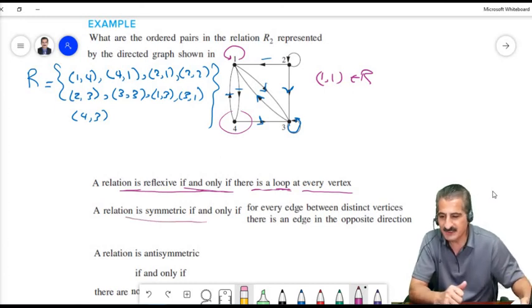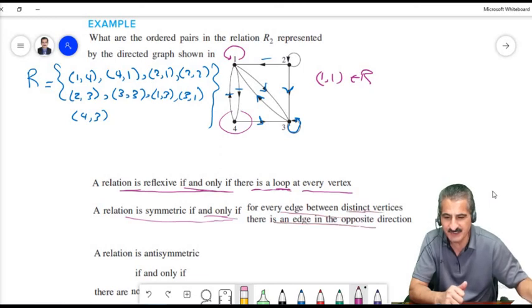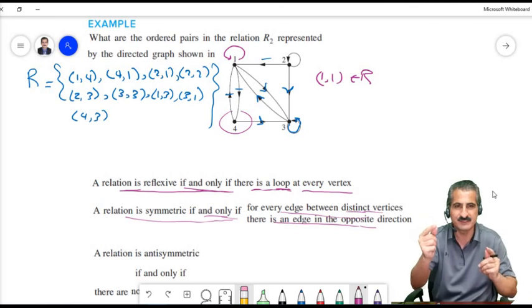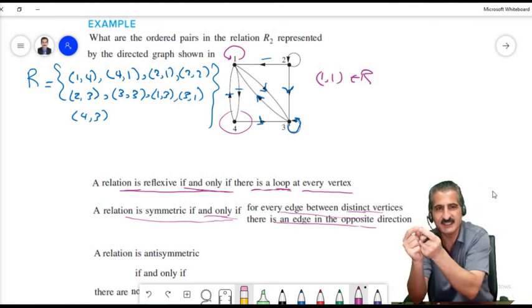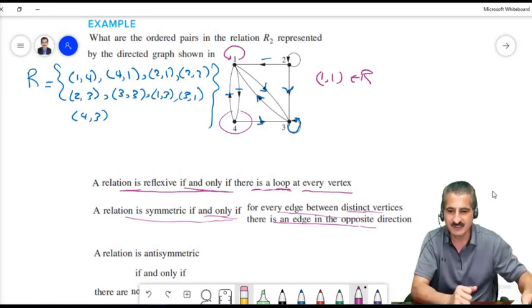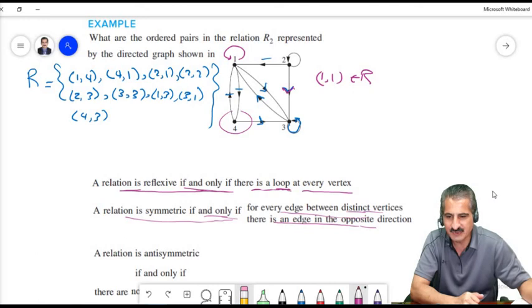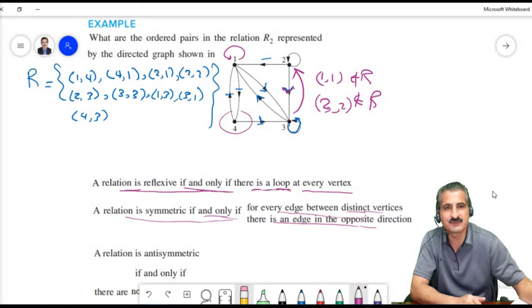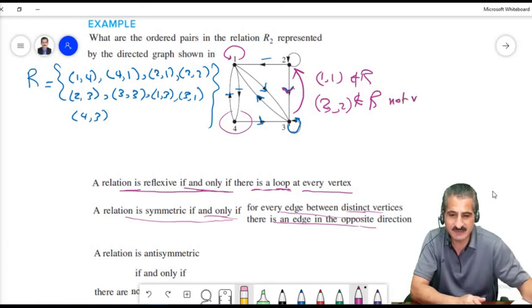A relation is symmetric if for every edge between 2 distinct vertices there is an edge opposite in the direction. So between every 2 vertices there's an edge going from one to the other, and there's another arrow going from the other to the first. For example, see here 2 is going to 3, but 3 is not going back to 2, and therefore 3,2 does not belong to R, and this causes R to be not symmetric.